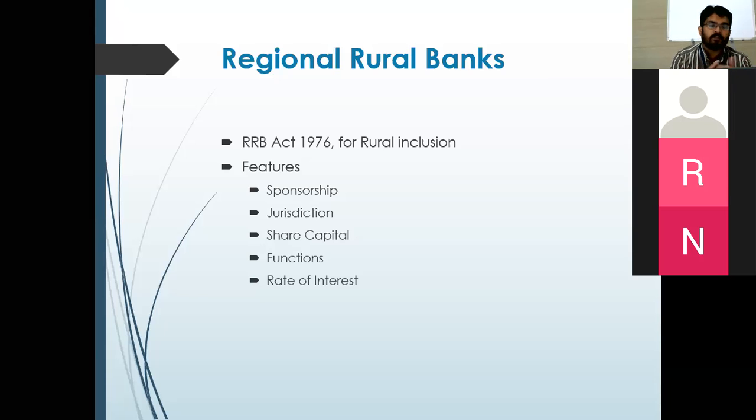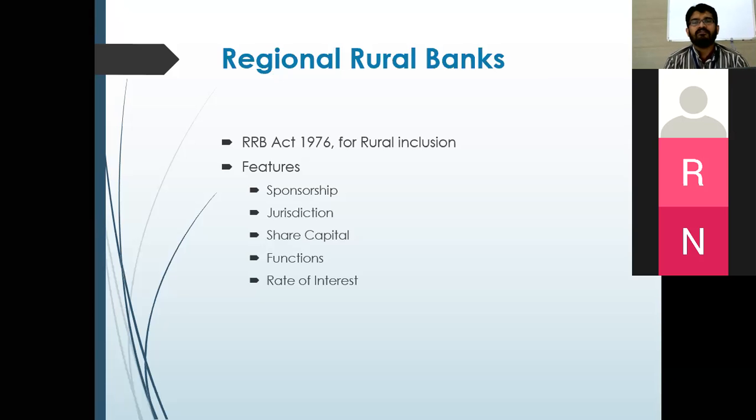That is what Swapnil also said, like starting up branches in rural areas, so that the people in the rural areas should get access to the financial system or to the banks. That is the reason why these RRBs were formulated.